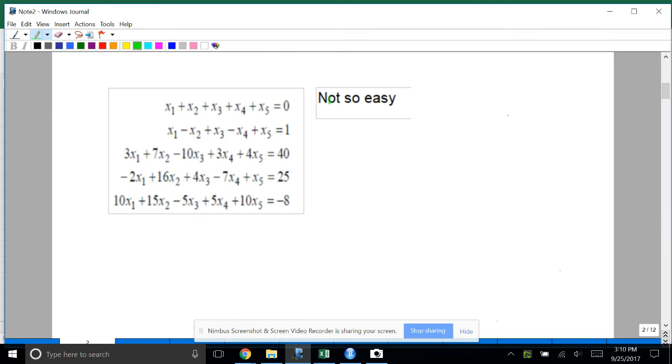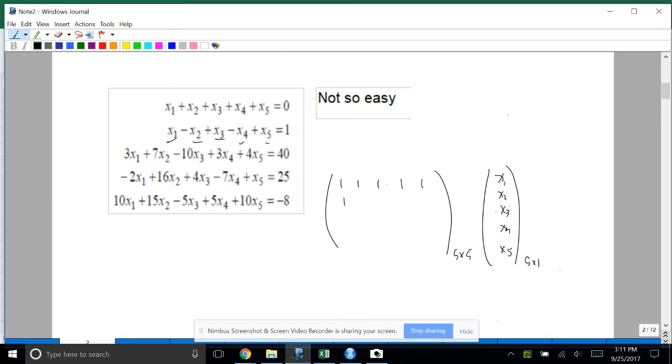All right, so when we go to this behemoth right here, basically we're going to have the 5 by 5 coefficients over here times a 5 by 1 series of variables, x1, x2, x3, x4, x5. What do we have? The coefficients up here are 1, 1, 1, 1, 1. And we have 1, negative 1, 1, negative 1, 1. And I guess really the first one's equal to 0. Second equation is equal to 1.